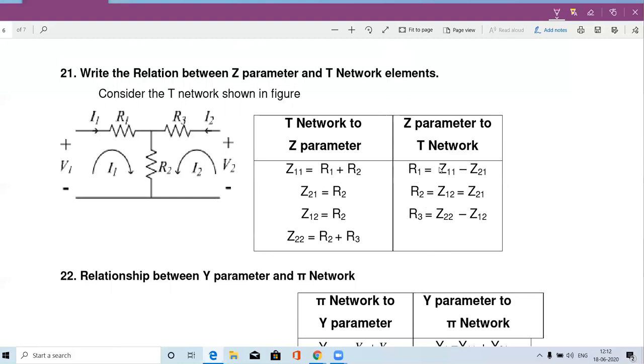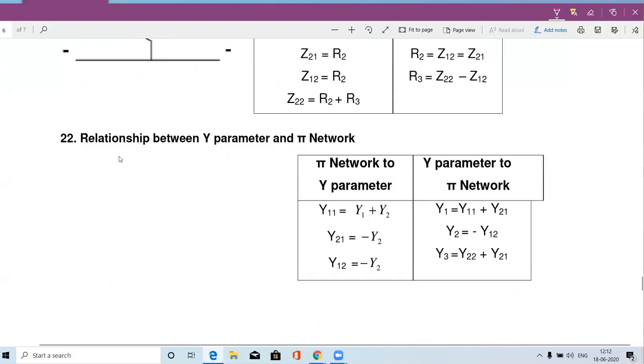Then if you rearrange these equations, we can get the R1, R2, R3 values. R1 is the difference between Z11 and Z21. R2 is the same as Z12, Z21. R3 is the subtraction of Z22 and Z12. Okay, this is the relation between the T network and the Z parameter values.